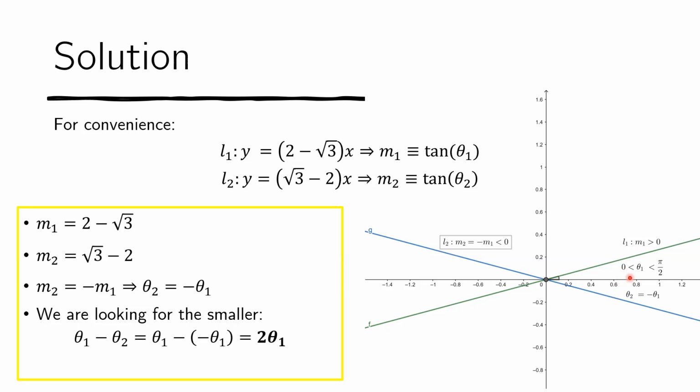So θ1 minus θ2 is just θ1 minus the negative of θ1, because we know that θ2 here is just negative θ1 here. So we're looking for 2 θ1. That's this angle. Or we could be looking for the other angle, which is just pi minus this angle here, so pi minus 2 θ1.